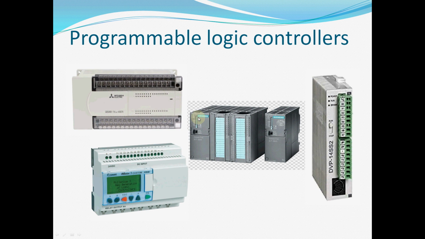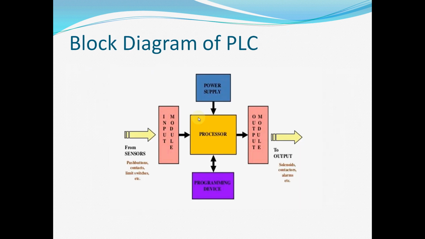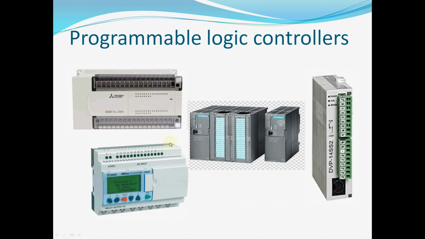So here you can see a detailed view. We'll just go on for block diagram design. So you can see it is divided into a few components. The first component is input module. Second is output module, the processor, power supply, and programming devices. As you can see, input modules are actually input terminals. These are the terminals where you can connect your inputs, and from these components you can connect your outputs.